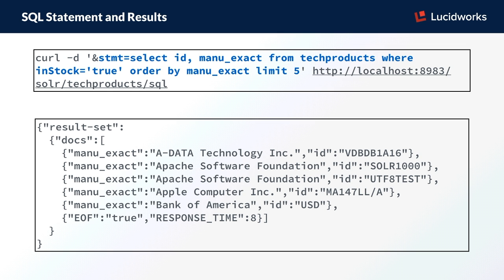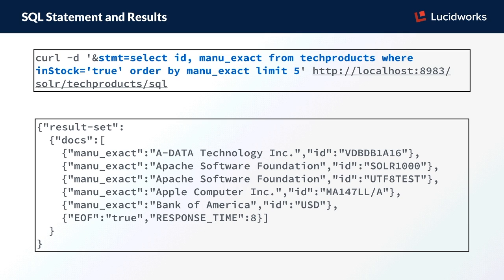So here's an example of a relatively simple SQL statement where we ask for only 2 fields to be returned if the in-stock field is true, sorted by the manufacturer name, and limited to the first 5 results. Since I limited this, I could have asked for score, which I didn't.